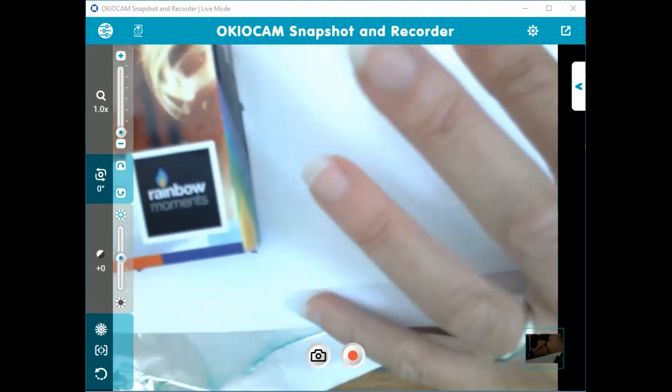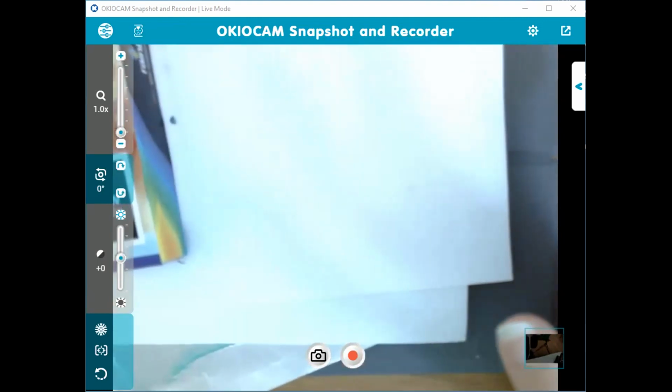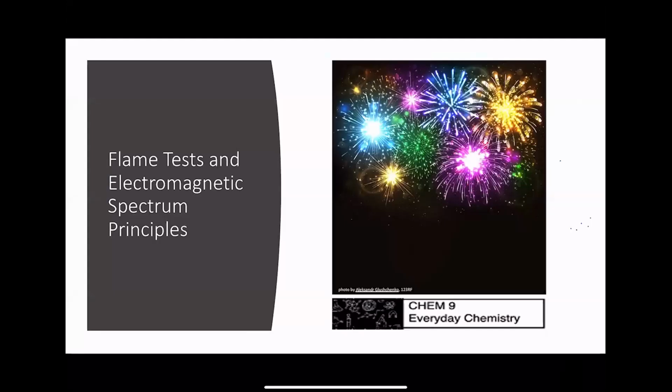Okay, so let's switch over to some slides. For this week's lab, make sure you already have the lab report. You want to have already downloaded the lab report and printed it out. And you can copy or write down notes on the lab procedure and the lab report as I'm going through the slides.